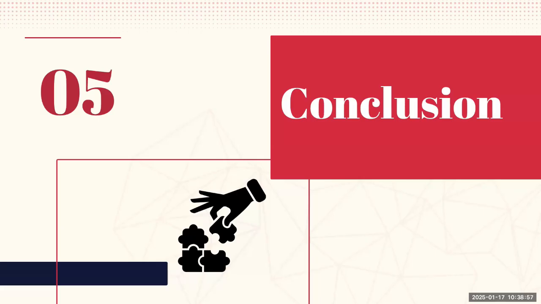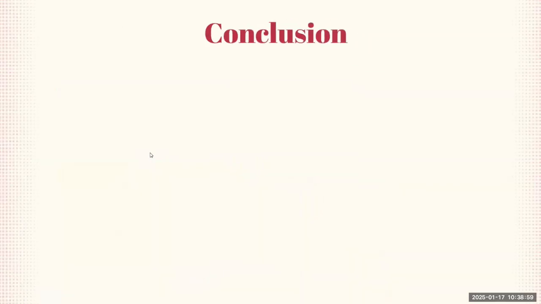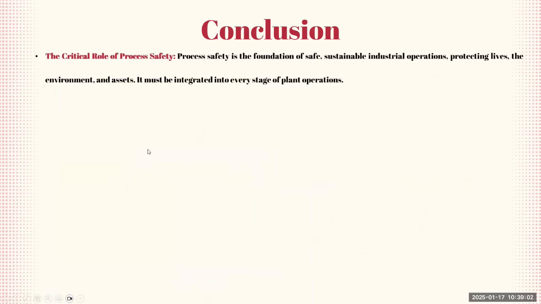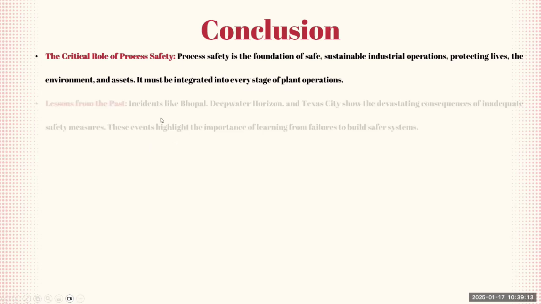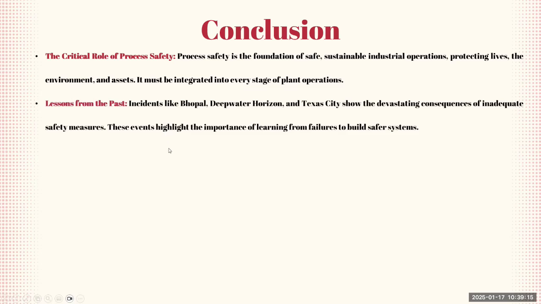So yeah, this brings me to the conclusion of this talk, which is that process safety is very important. Process safety is the foundation of safe, sustainable industrial operations, protecting lives, the environment, and assets. So it must be integrated in every stage of plant operations. Incidents like Bhopal, Deepwater Horizon, and Texas City show the devastating consequences of inadequate safety measures. These events highlight the importance of learning from failures to build safer systems.